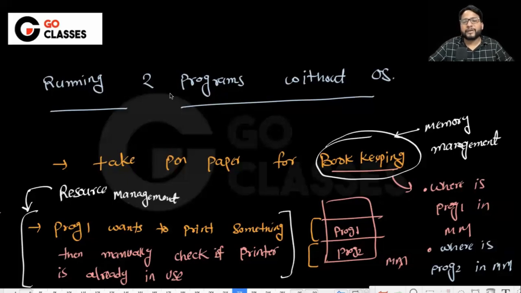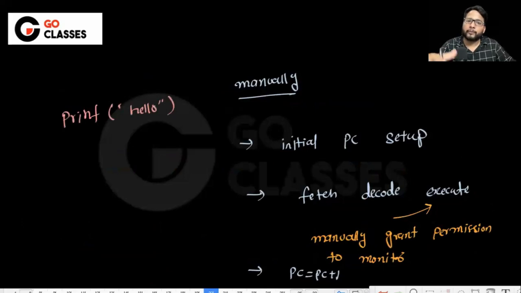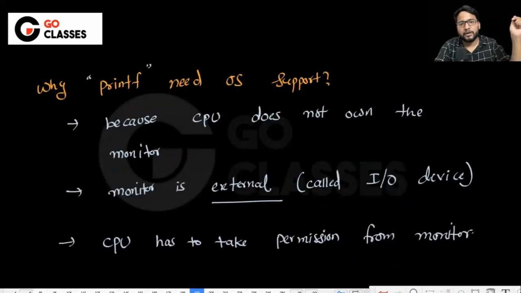Right? So basically, what is happening here is that if you don't have an operating system, then you have to do all of these things manually, right? You need to load the PC. If you don't have an operating system, then all of those tasks have to be done manually. Okay. Is this clear to everyone?